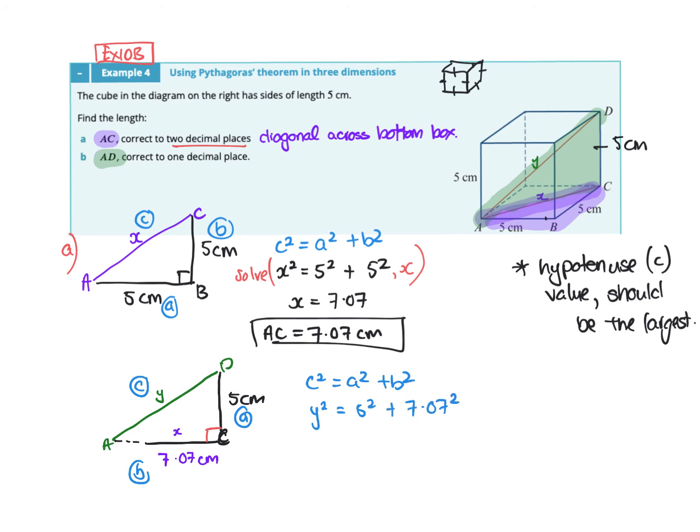So this is another hypotenuse. So we would hope to see that it's bigger than 7 when we calculate it. So let's have a look. Do that one on your calculator.